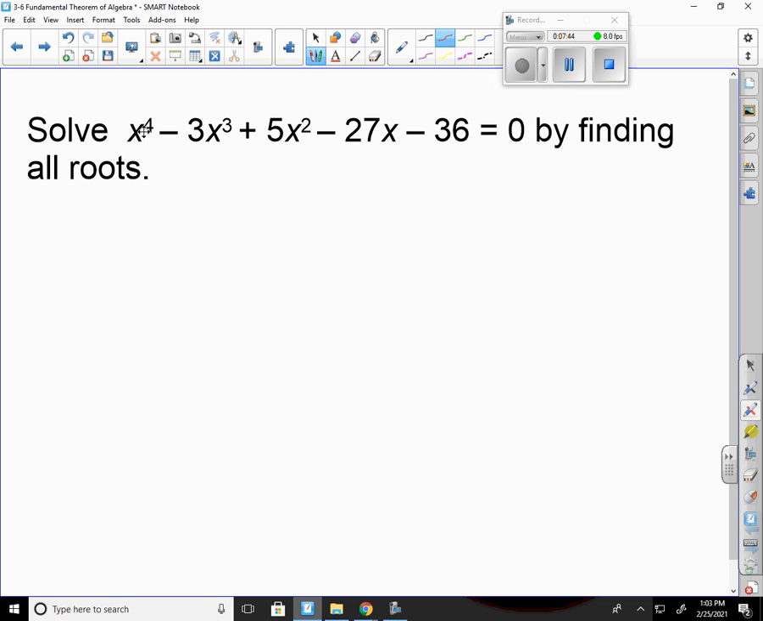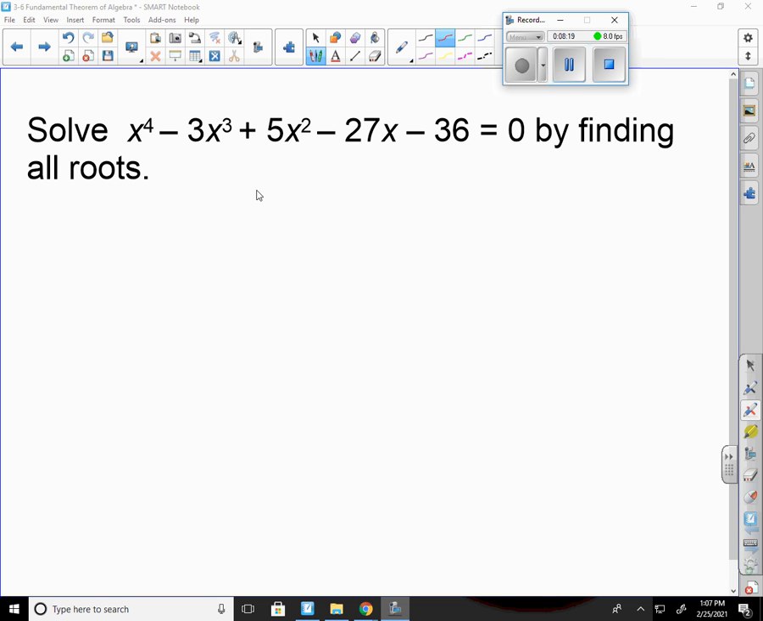So if we start with x to the fourth minus 3x to the third plus 5x squared minus 27x minus 36 equals 0, we're going to find all of the roots, whether they be real, non-real, irrational, rational, or complex. In order to do this, we're going to start by doing the same thing we've been doing. We're going to find our rational roots, because we want to get to a point where we're down to either the complexes or something else. So let's find our rational roots.